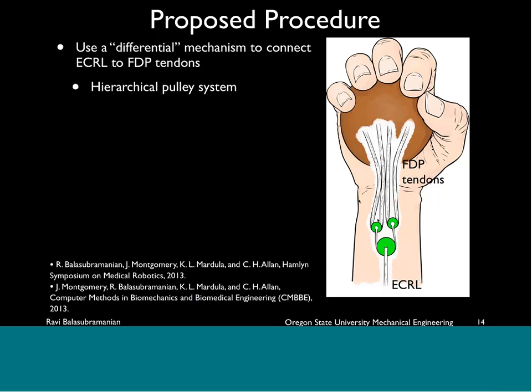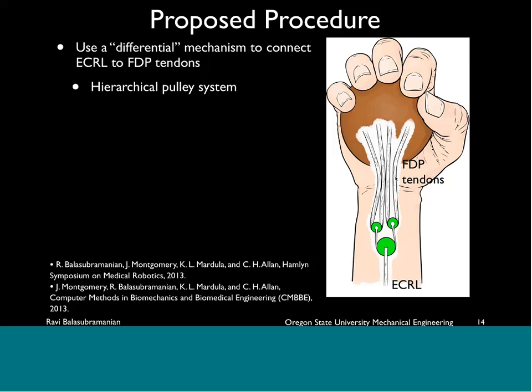Okay, so this mechanism actually belongs to the class of differential mechanisms. Okay, where there is only one input in the form of muscle force and movement from the ECRL muscle, and that input is getting distributed across 4 FDP tendons.